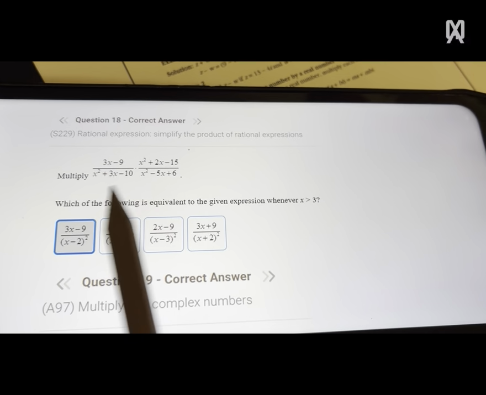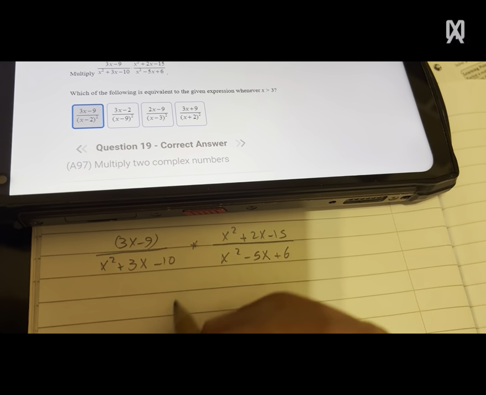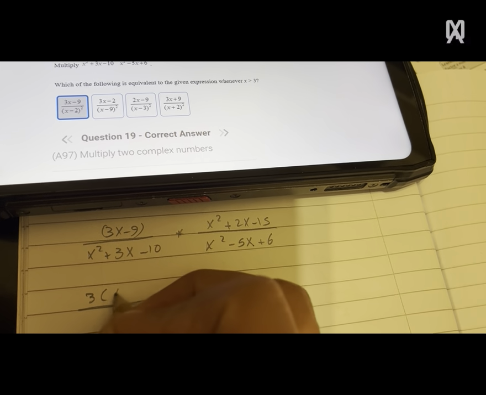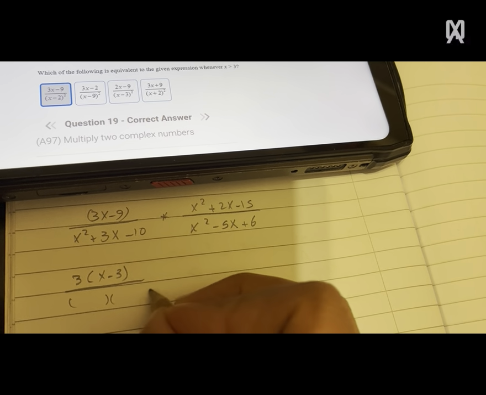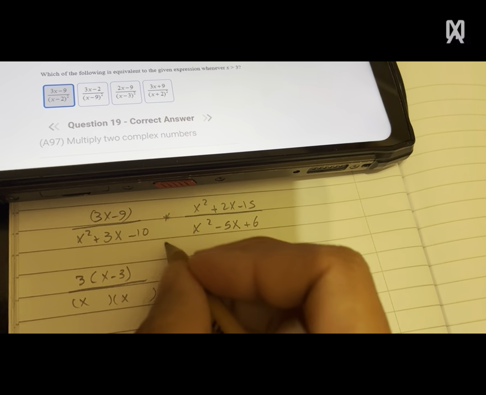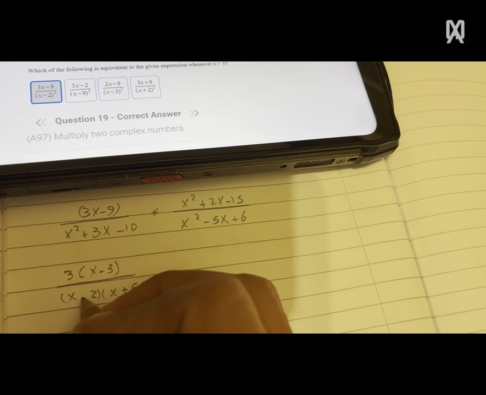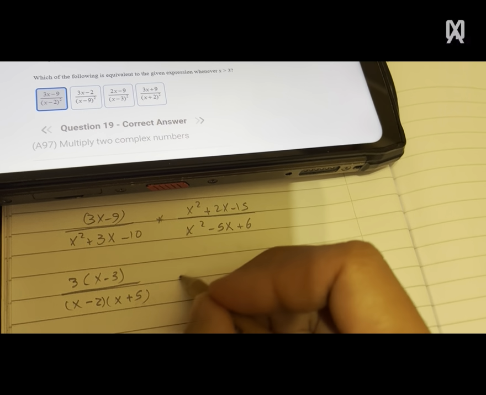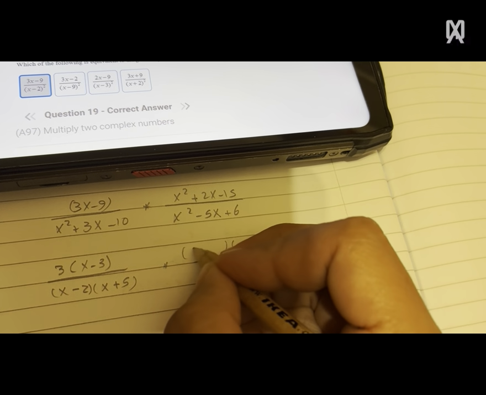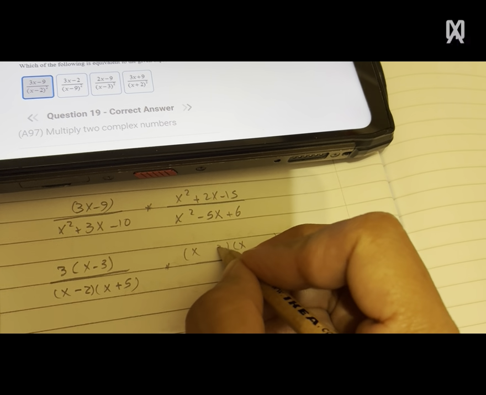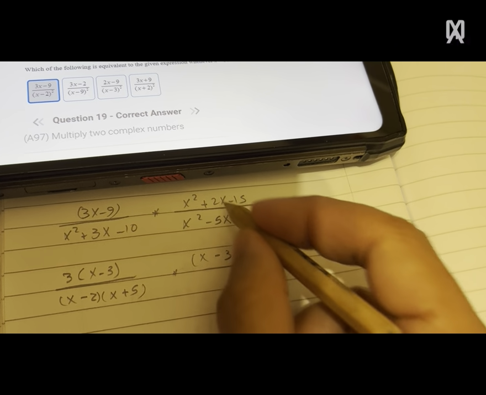Question 18, he wants to simplify this. I believe this is also a repeated question. So I will simplify here. I'll take 3 outside, so I have x minus 3. This one is x and x, 5 and 2. 5 times 2 is 10, plus 5 minus 2, because 5 minus 2 is 3, times x 3 times 5. This is positive, so this is positive, and this is negative. 5 minus 3 is 2.